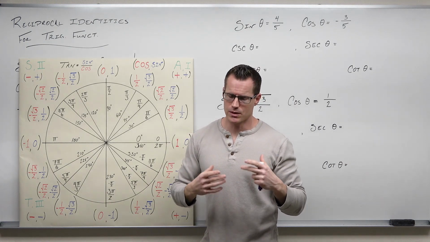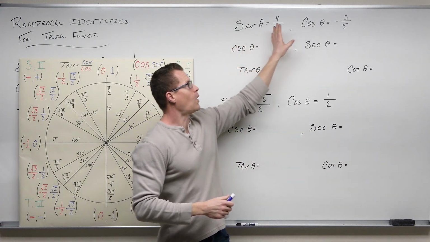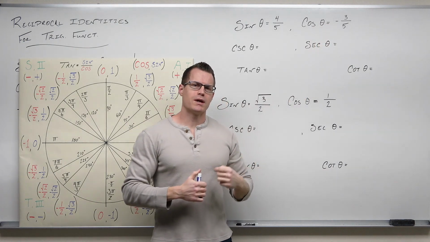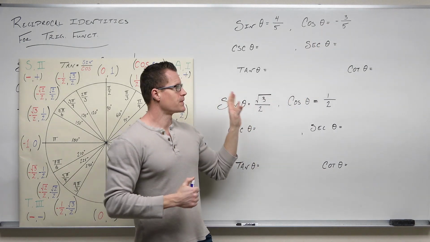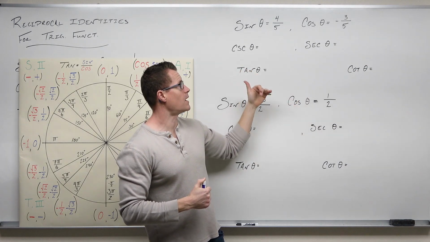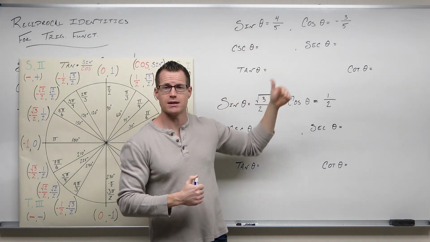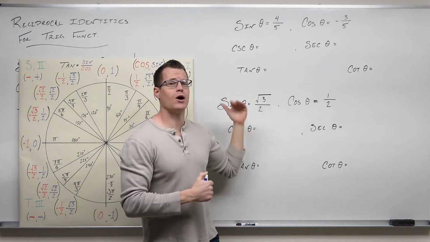So putting this all together, I'm going to repeat a little bit of what I said. Number one, why are you given 2? So that you can determine the signs of the rest of your trig functions. It's very important. So we know that sine theta is positive and cosine theta is negative for this particular angle. That's going to help us here.